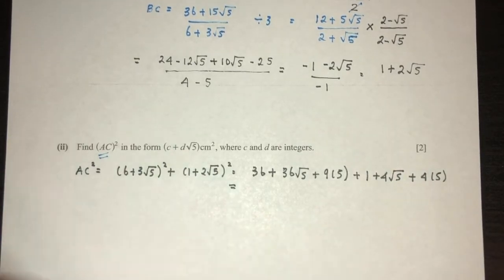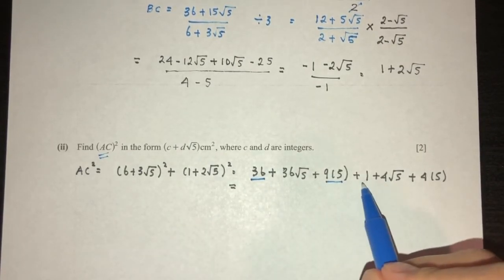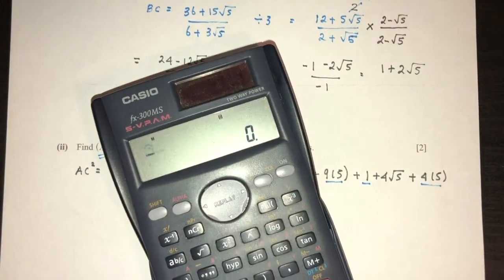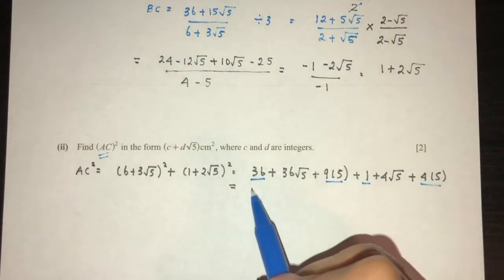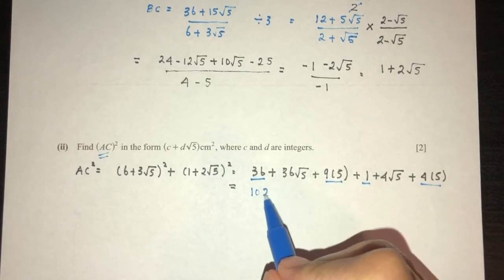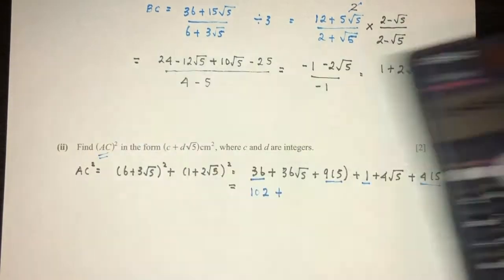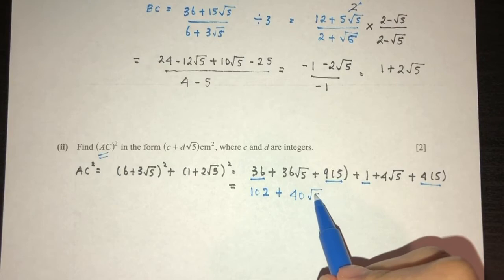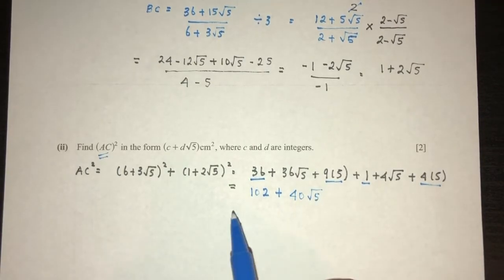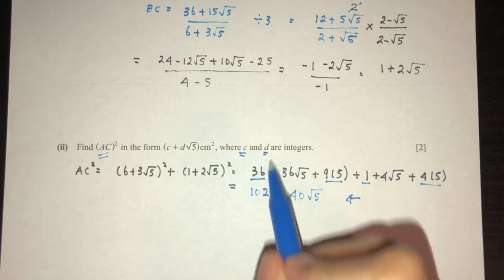Simplify. So this plus this, and this. You have 36 plus 45 plus 1 plus 20. That will be 102. And the rest will become 36 plus 4, which is 40 root 5. Okay, so that will be your answer for part 2, where C and D are also integers. That is your question number 3.